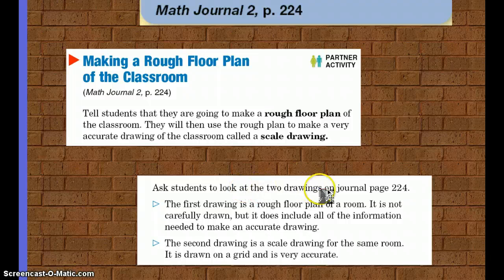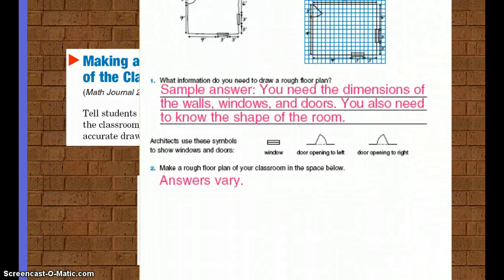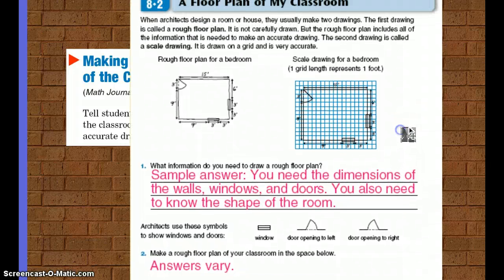Students, you need to look at the two drawings on Journal page 224. The first drawing is a rough floor plan of a room. It is not carefully drawn, but it does include all the information needed to make an accurate drawing. The second drawing is a scale drawing for the same room. It is drawn on a grid and is very accurate. So here are our two drawings, and again, this is the rough floor plan, and then here it is showing you that one grid length represents 1 foot. So one of these little squares that you are seeing here represents 1 foot.